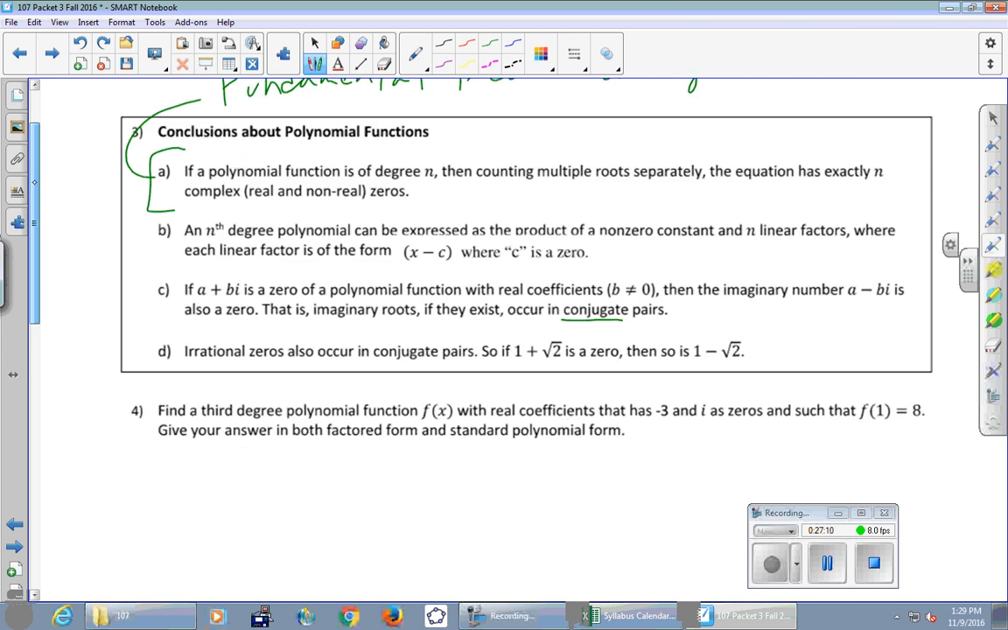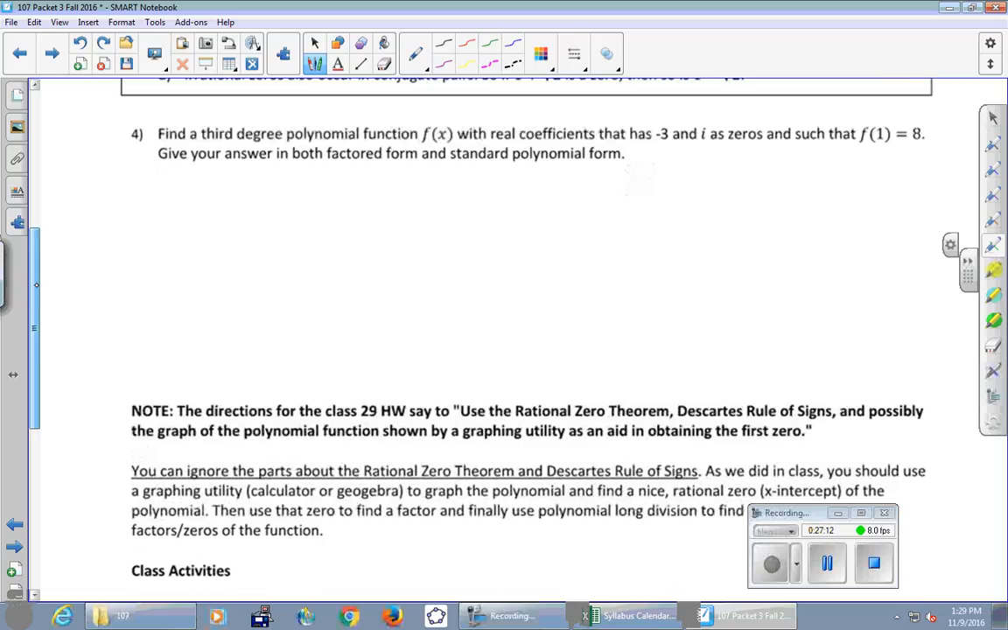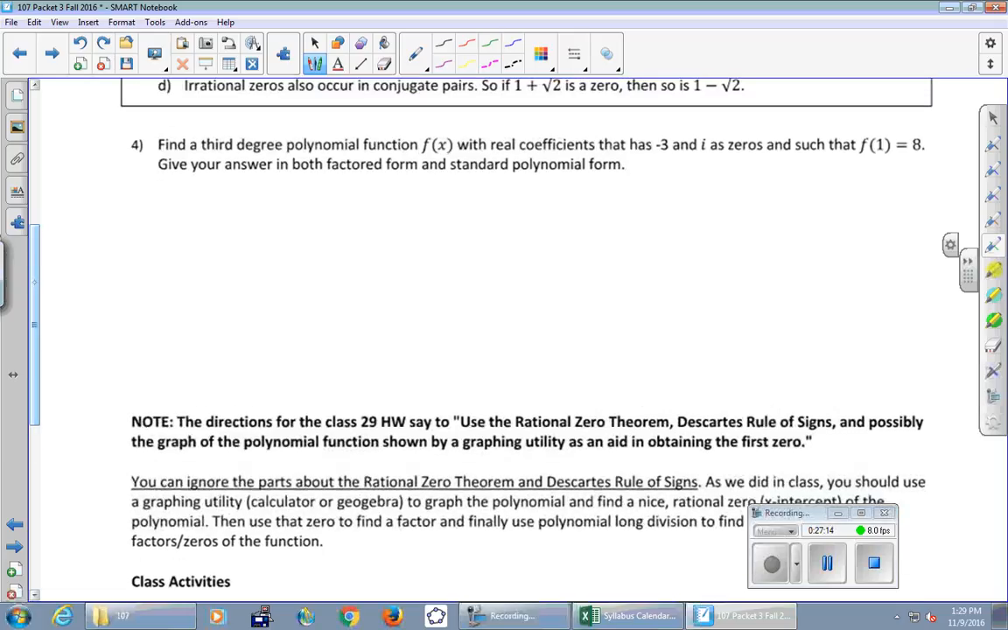On the next page, got one last question to do. This one will be pretty quick, I think. Number 4. Says find a third-degree polynomial function. It's called f of x with real coefficients that has -3 and i as zeros, and such that f of 1 is equal to 8. And then we're going to write it in 2 forms, but let's just start with the first form. F of x equals.